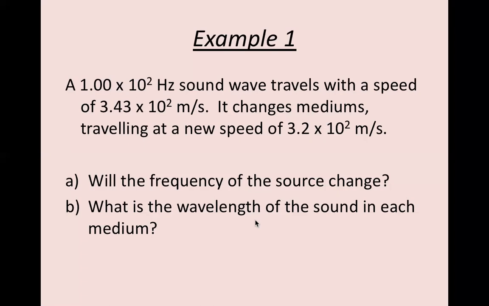So let's try an example. We have a 100 hertz sound traveling with a speed of 343 meters per second, and then that sound changes medium to a new speed of 320 meters per second. Will the frequency of the source change, and what is the wavelength of the sound in each medium?